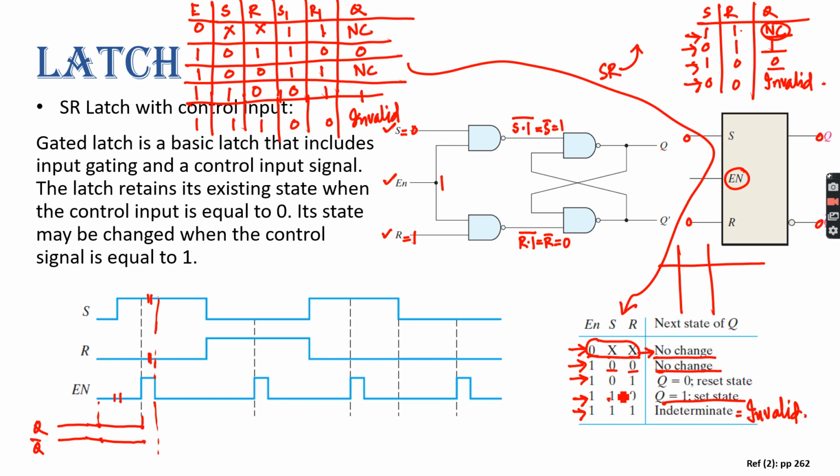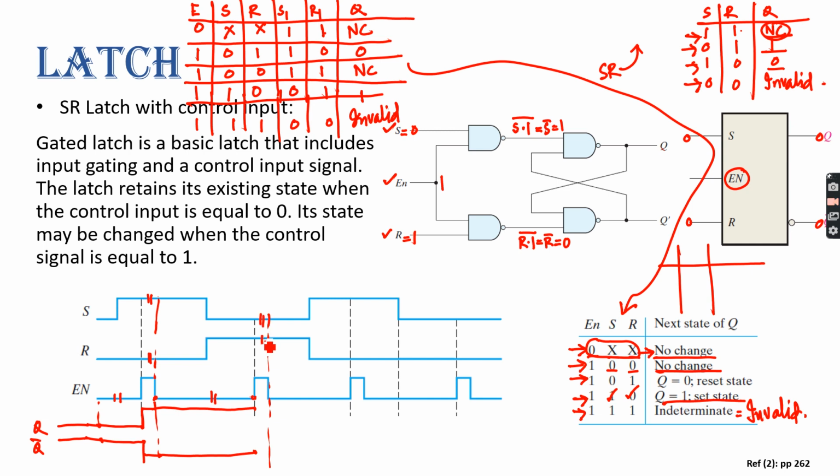So S is 1, R is 0, output would be 1, right? So here output will be 1 and Q bar would be 0, right? Yes, sir. And from here to here enable is again 0. Enable 0 means no change. So 1 will remain 1 up to this point and 0 will remain 0 up to this point, right? Yes, sir.